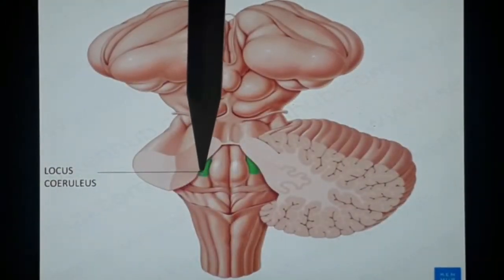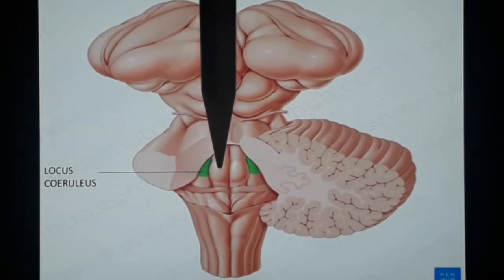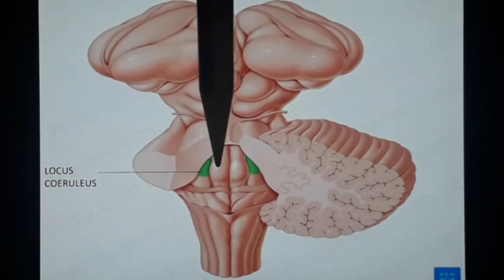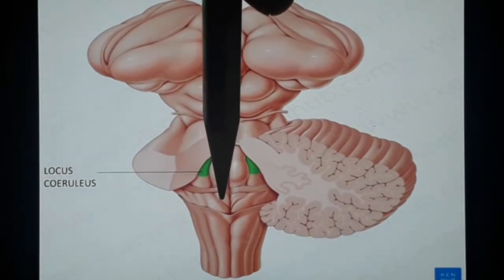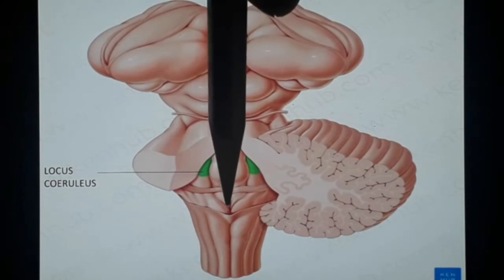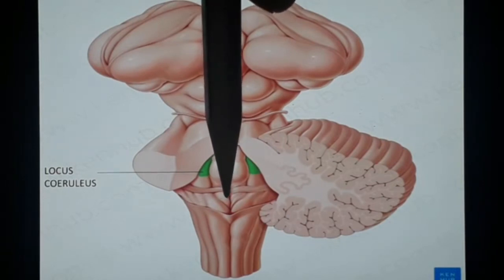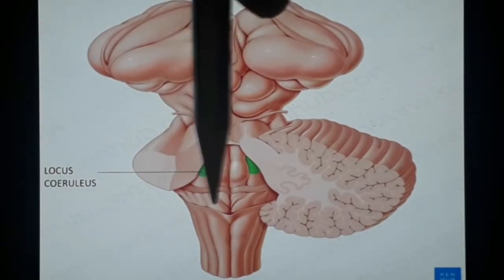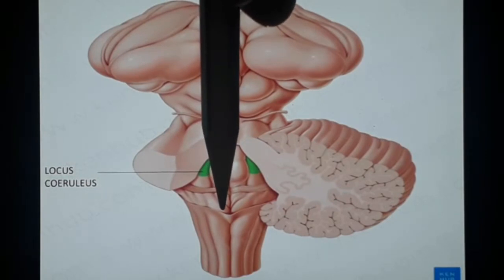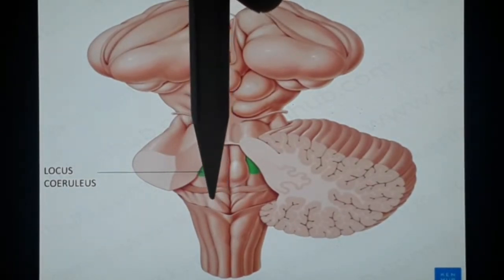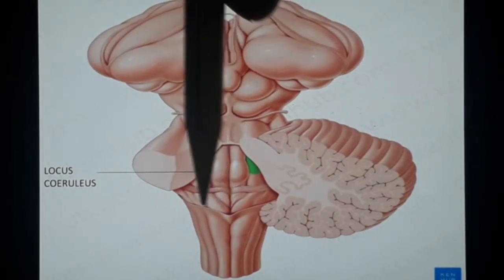So again in this picture you can see the locus ceruleus, the median eminence, the median sulcus, the sulcus limitans, the stria medullaris. Inferior to the stria medullaris, you can see the hypoglossal triangle and the vagal triangle. The hypoglossal triangle overlies the hypoglossal nucleus. The vagal triangle contains the vagus nucleus. Apart from that, it has the glossopharyngeal nucleus and the cranial root of accessory nerve nucleus. So, these three form this triangle.